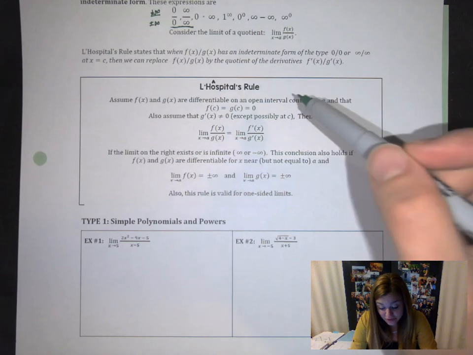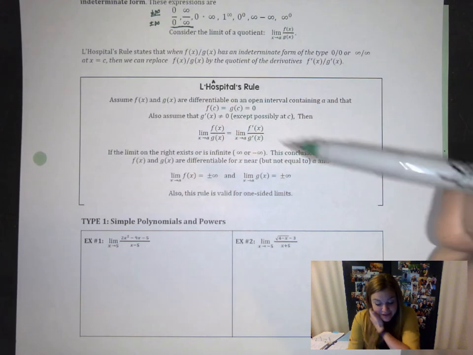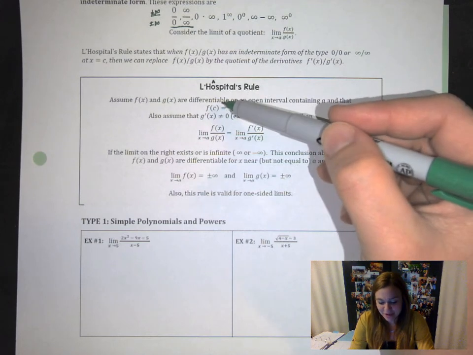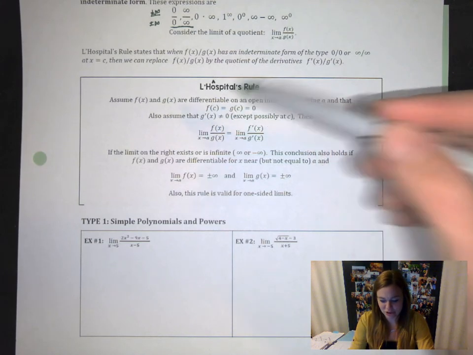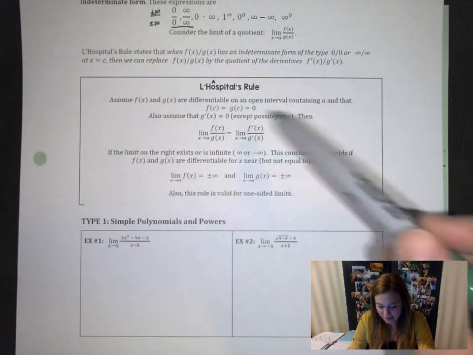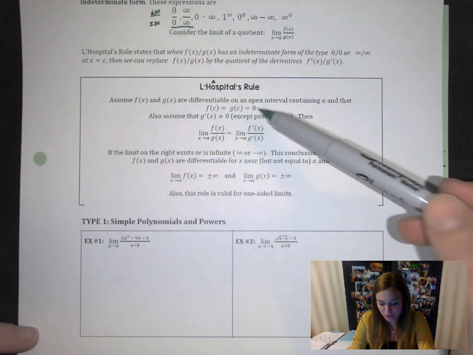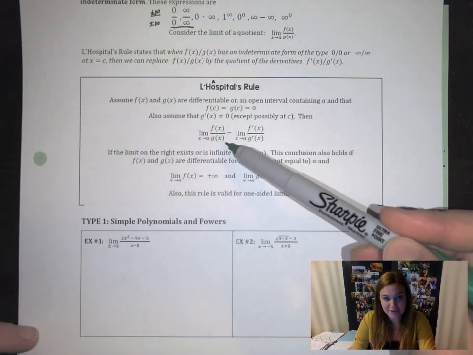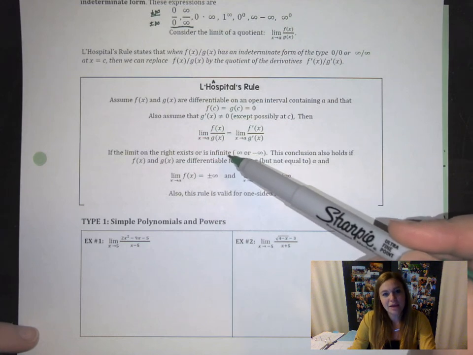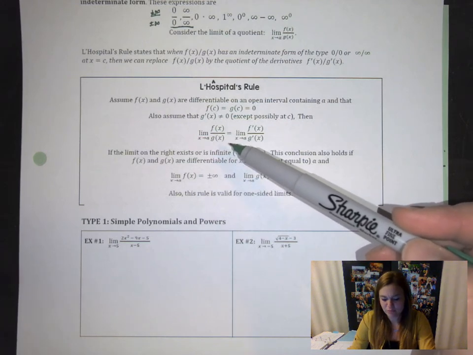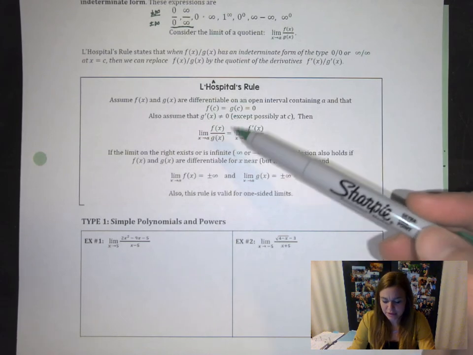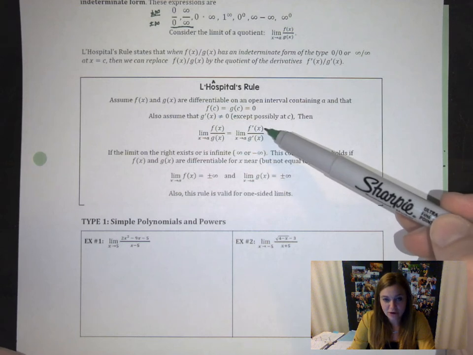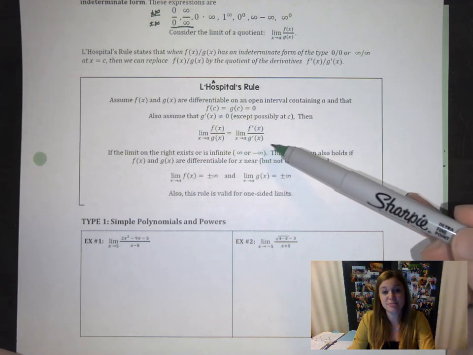But L'Hopital's rule: assume f of x and g of x are differentiable. Differentiable means it's also continuous, but it just means that you can take the derivative of both functions on an open interval containing a such that f of a is equal to g of a is 0. So what that's saying is if I say the limit as x approaches a of f of x over g of x gives 0 over 0, what this theorem is saying is I can take the derivative of the numerator, the derivative of the denominator, and then substitute again.